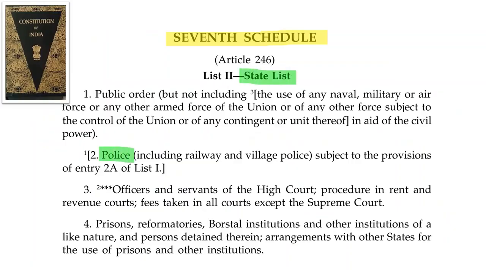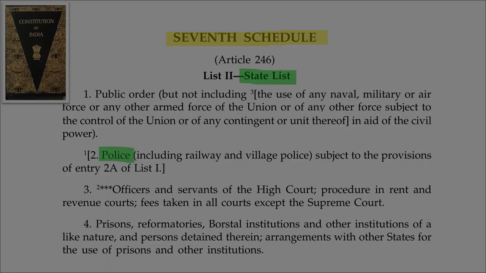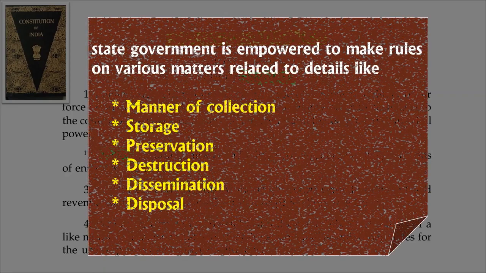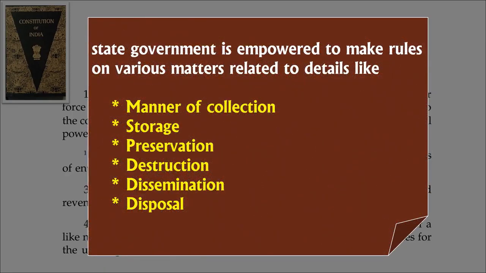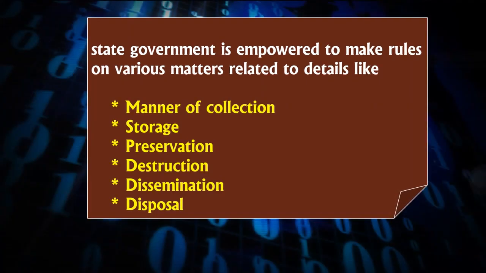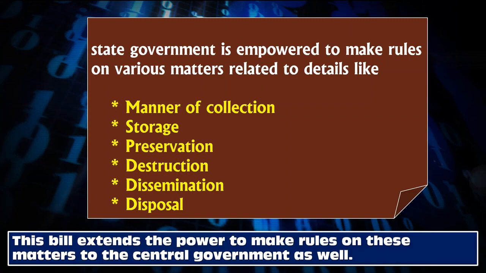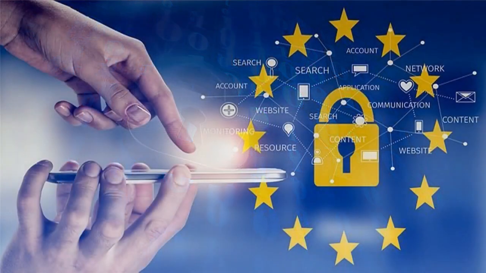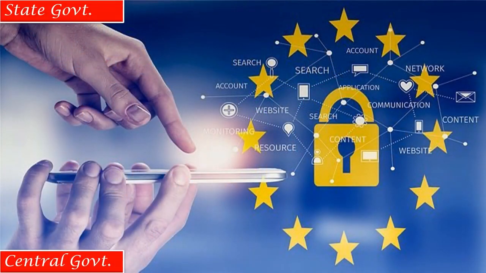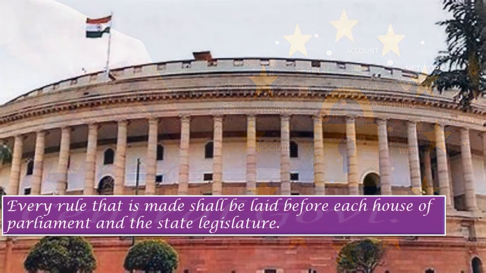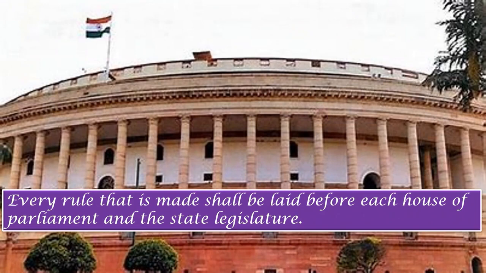Policing is a state subject. The state government is empowered to make rules on various matters like the manner of collection, storage, preservation, destruction, dissemination, and disposal of details. This bill extends the power to make rules on these matters to the central government as well. The centre and states have the right to formulate laws on data protection and protect the data. Every rule that is made shall be laid before each House of Parliament and the state legislature.